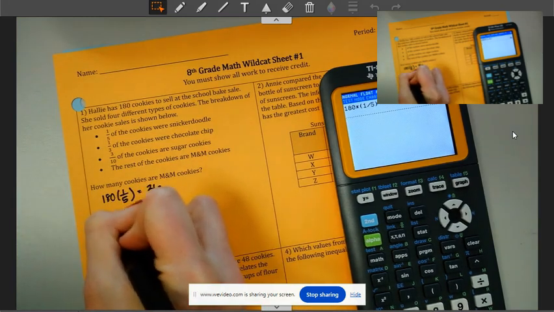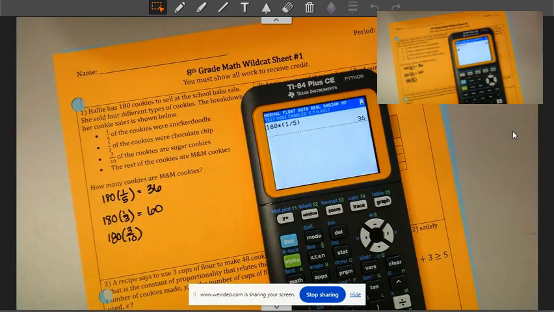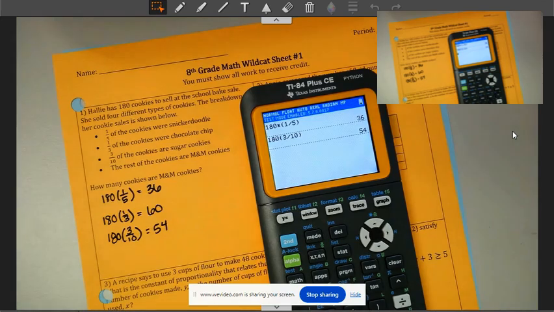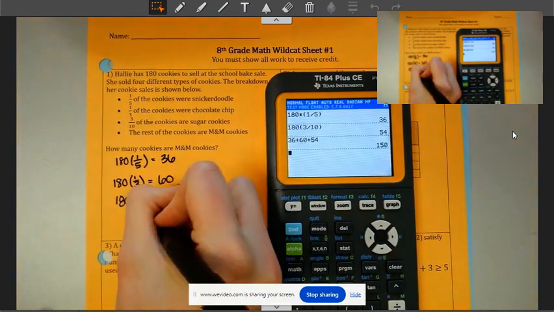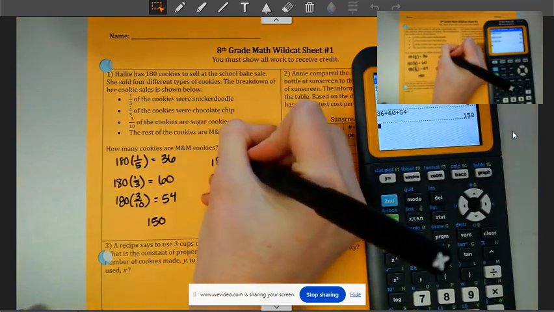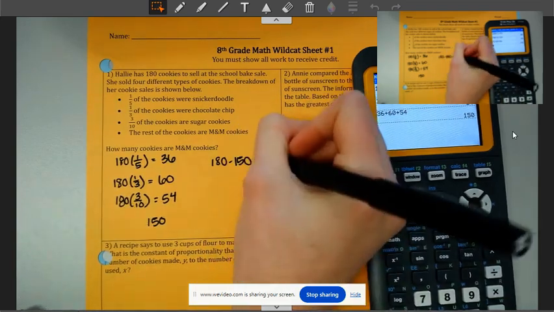And then 180 times 3/10. Well, 180 times 3 divided by 10 is 54. So that's how much the other cookies were. And if I have a total of 180 cookies, I could simply add up 36 plus 60 plus 54. So that's the total I've got so far. And then do 180 minus 150, which would get me 30 cookies. So 30 cookies were M&M.